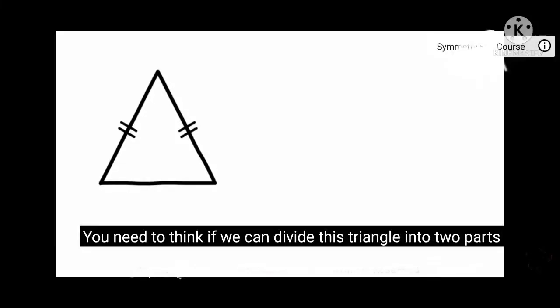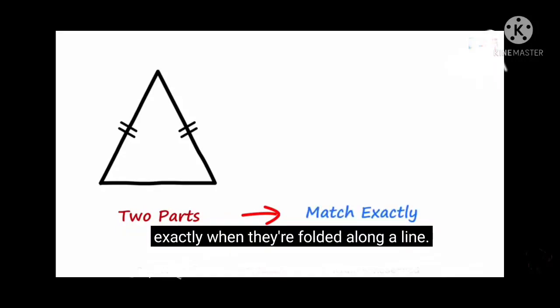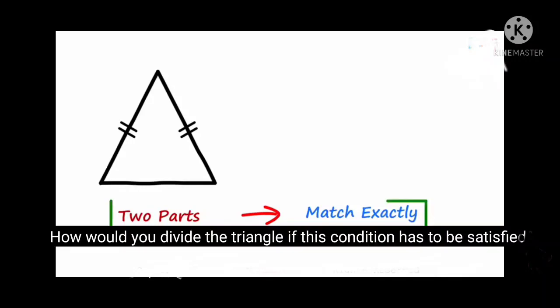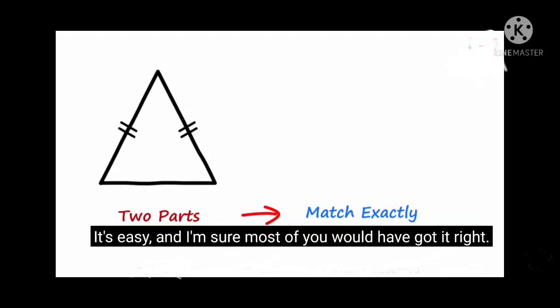You need to think if we can divide this triangle into two parts such that both the parts match exactly when they're folded along a line. How would you divide the triangle if this condition has to be satisfied? Fold it along a line such that both parts formed match exactly. It's easy and I'm sure most of you would have got it right.